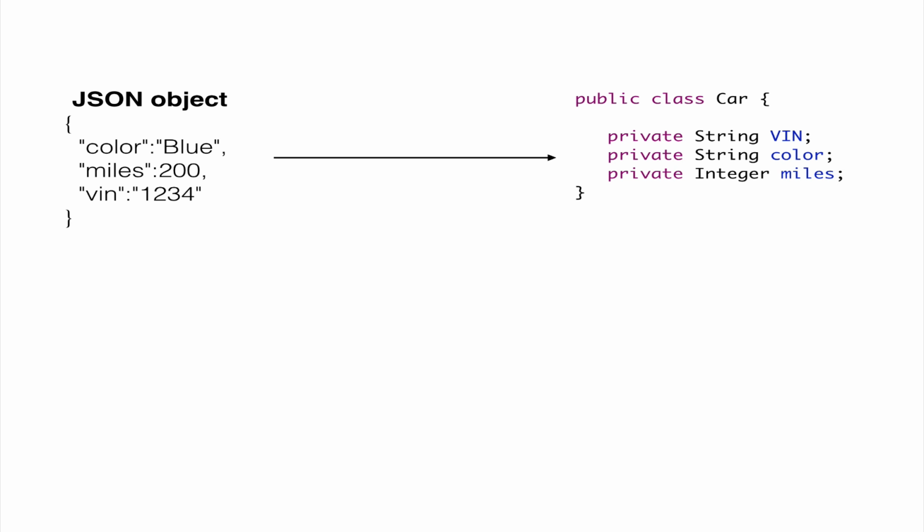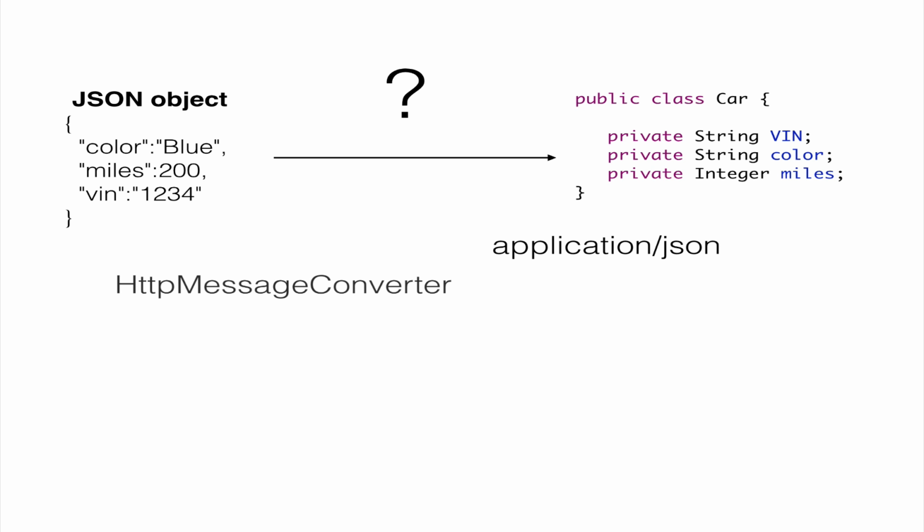The first thing to understand is how JSON binds to a Java object. The @RequestBody method parameter annotation should bind the JSON value in the HTTP request body to the Java object by using an HTTP message converter.